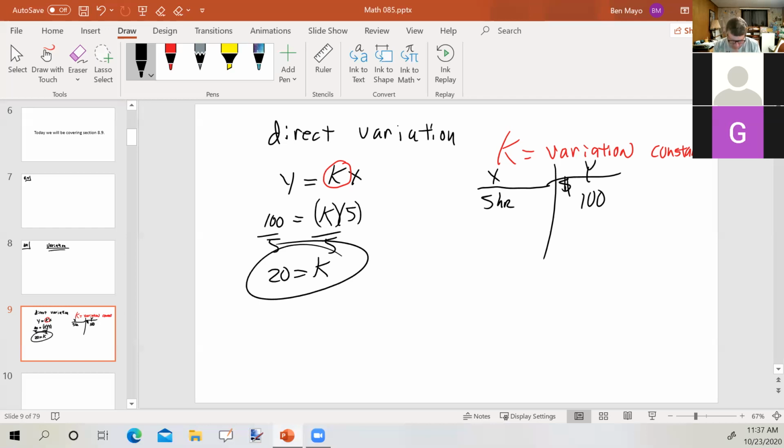Now, based on that, what if you came and you worked 6 hours? How much would you get paid? $16.66 or 67? No. We know that k is 20, so now our equation is y equals 20x. If x is 6, what's y? What's 20 times 6? 120. There you go. What if you worked 7 hours?